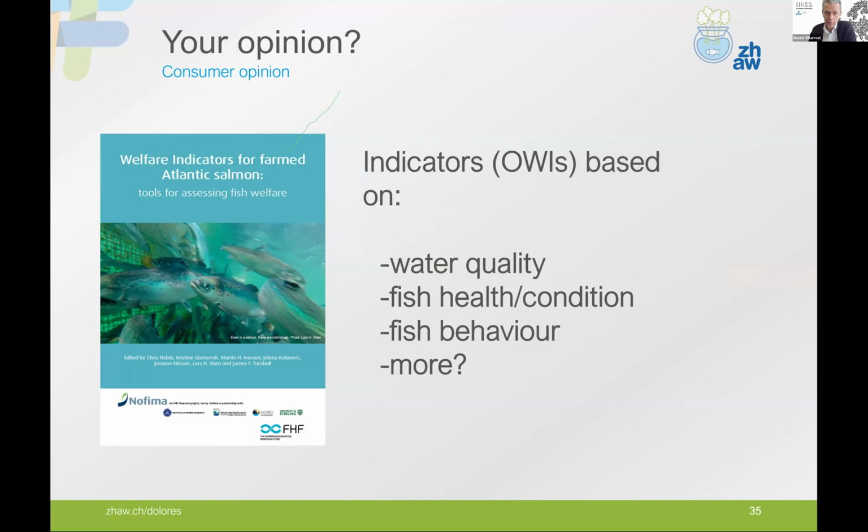Is it enough for you to know about water quality, fish health, fish behavior? These are the 3 main aspects included in this manual that I've shown here, Welfare Indicators for Farmed Atlantic Salmon, which is a huge document, more than 350 pages, made by the Norwegian salmon industry. So I think this is a reference manual for welfare in fish, at least at an intensive level in Europe and probably internationally. And they basically talk about water quality, fish health, and fish behavior. Maybe there are other aspects which we're missing or that are important to consumers that could show up in these kinds of surveys. Okay, so I'm going to stop there.